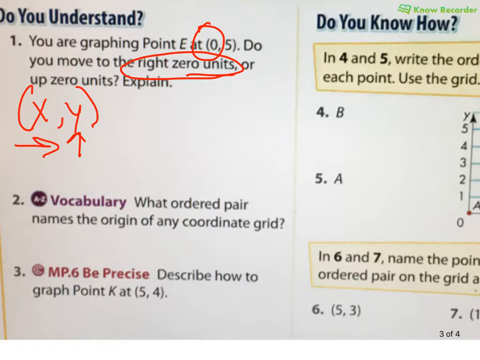What ordered pair names the origin of the coordinate graph? We said that was 0, 0. It's like Batman, Spider-Man, Superman, they always do those origin movies: where did they come from? How did it start? Peter Parker was bit by a spider. Batman had that incident in the alley. Things like that. It's where it all begins. And in this case, for coordinate graphing, it all starts at 0, 0.